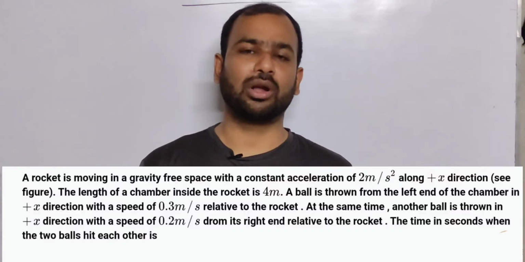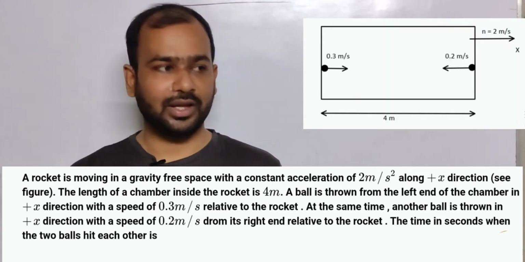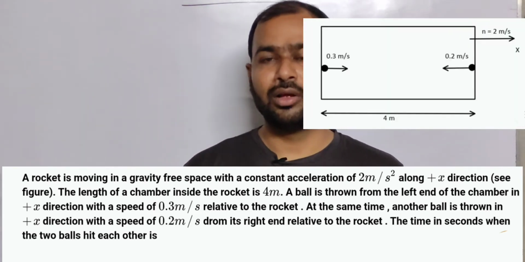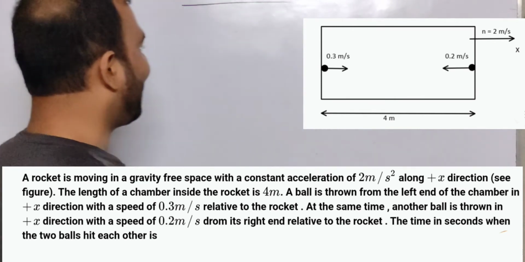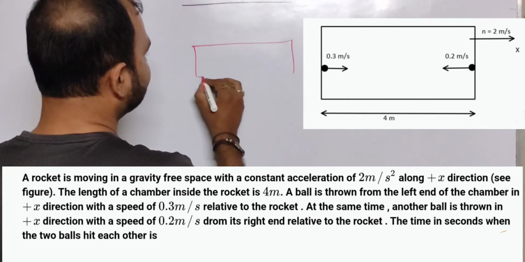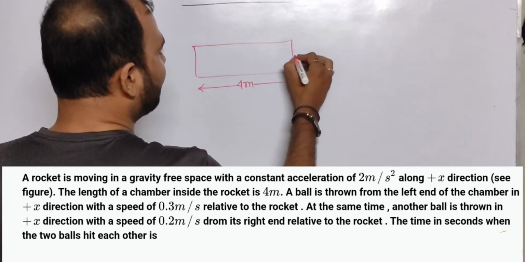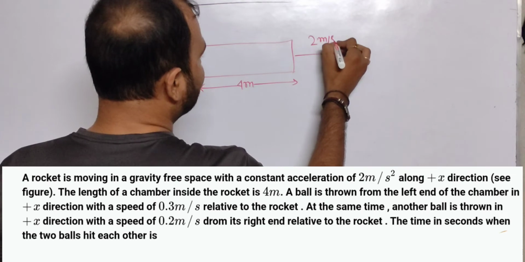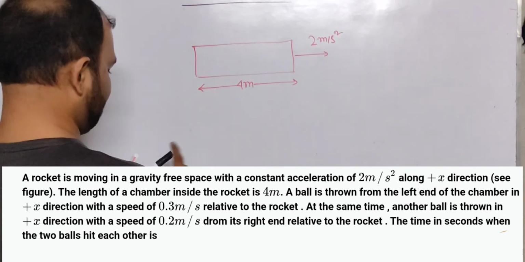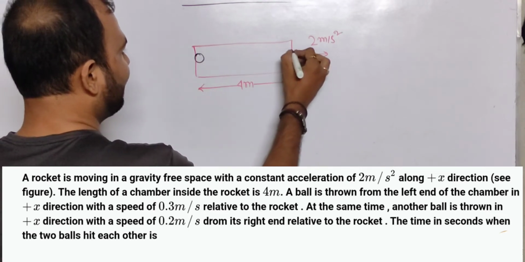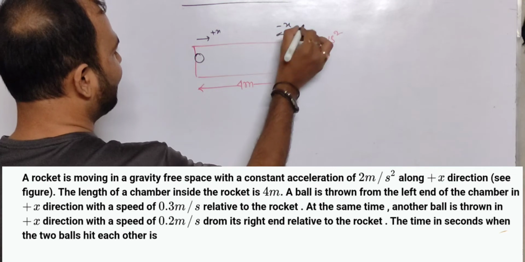This question is all about a rocket moving in a gravity-free space in positive x direction. It is accelerating with plus 2 meters per second square, and the chamber of the rocket is 4 meters. Two balls are thrown, one in positive x and one in negative x direction.